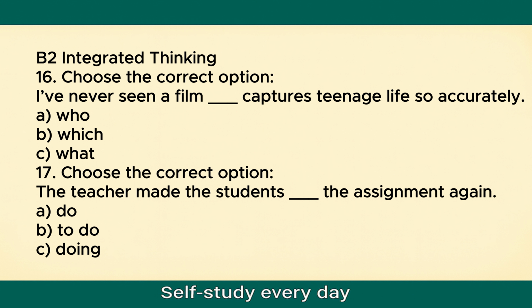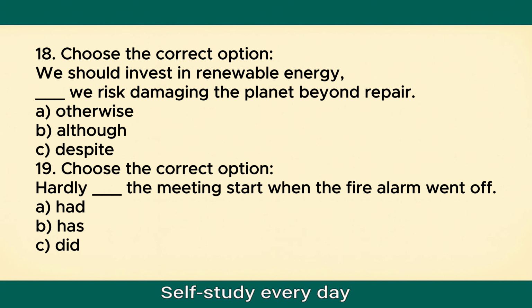17. Choose the correct option. The teacher made the students the assignment again. A. Do. B. To do. C. Doing.